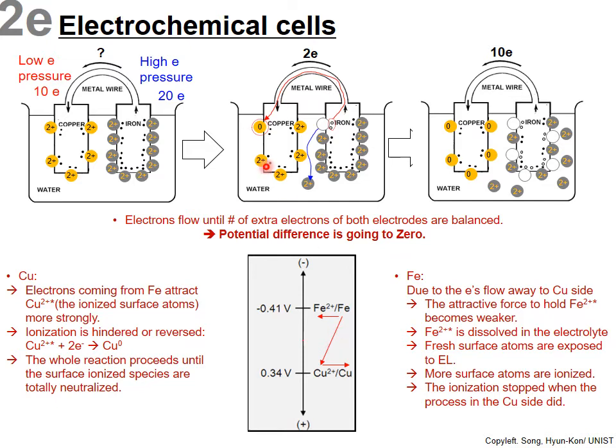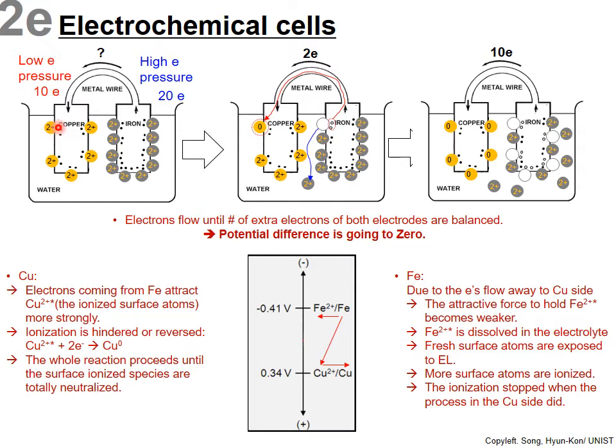But my question is, how many electrons flow from iron to copper? Let me check the numbers in these schematic pictures. Again, I have said iron has 20 electrons in the body. That is to say, we have 10 Fe2+ ions on the surface. Also, copper has 10 electrons, which is equivalent to 5 Cu2+ ions on the surface.